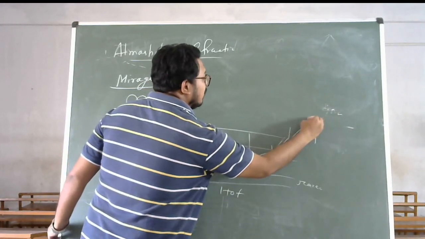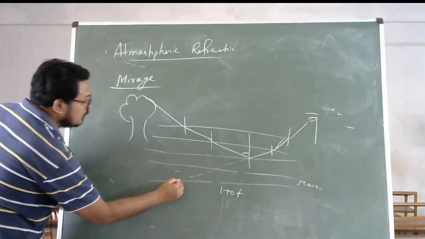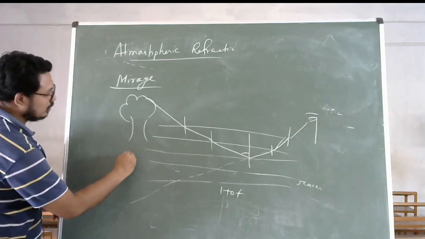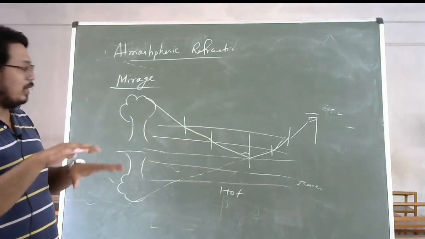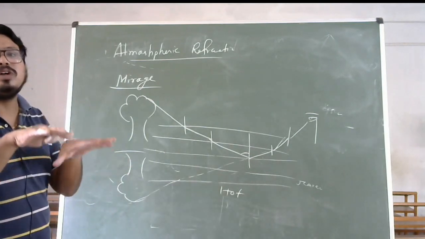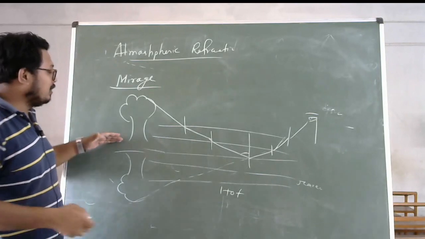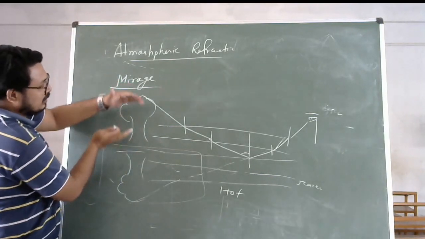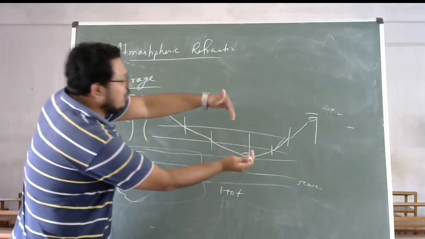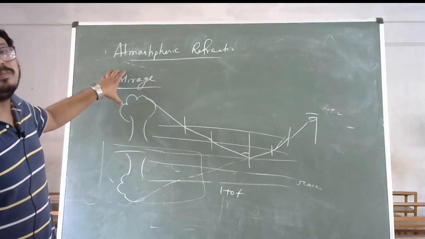One person is coming here, suppose your eyes are here. You will see the inverted image of this tree. And as you know that air is flowing, you will see that this image is also moving. So, you will see an illusion that maybe there is a pond there, that's why the shadow of the trees is there. But if you come near to it, suddenly you will find that there is nothing there. So, that illusion is called a mirage.